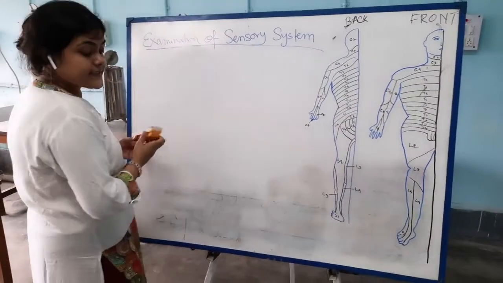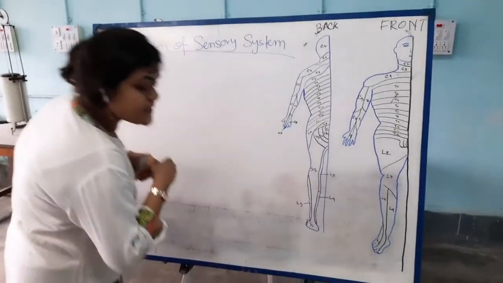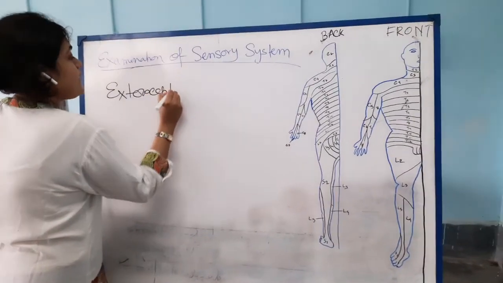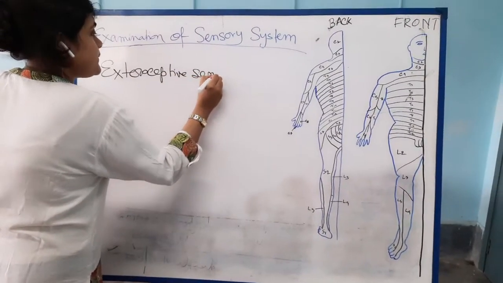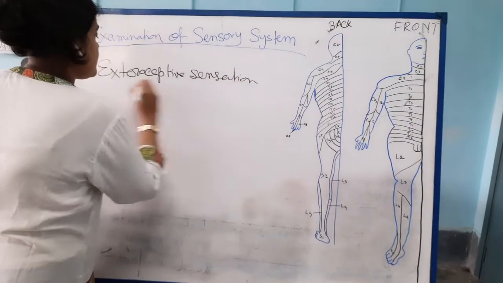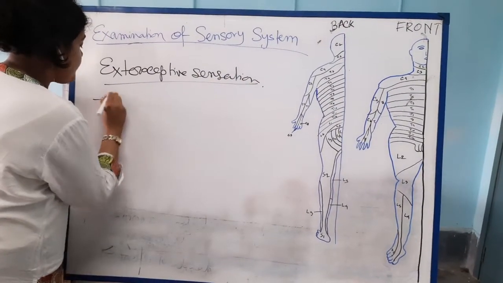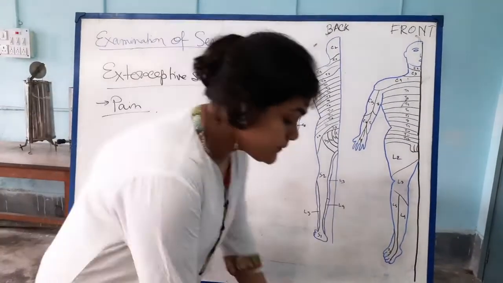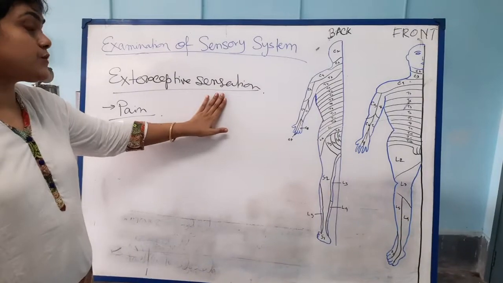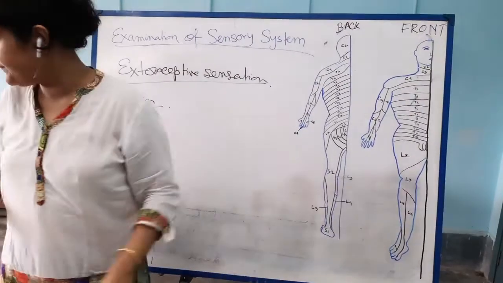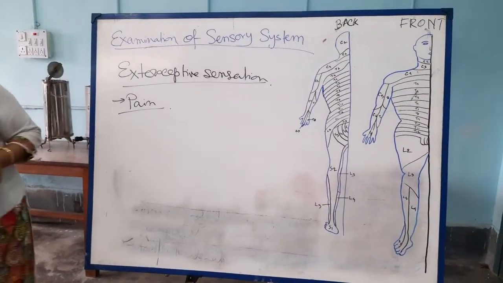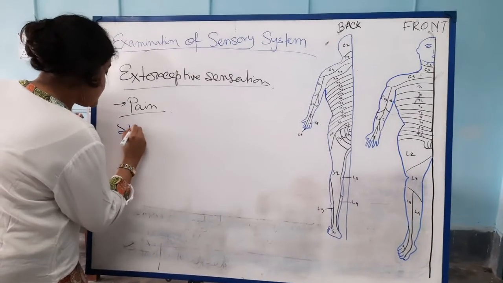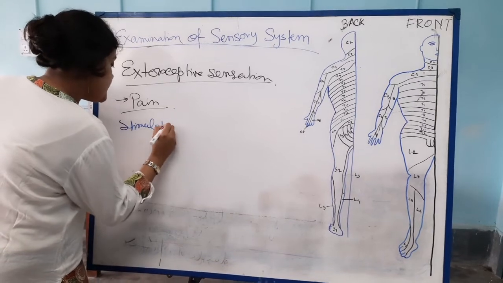Now coming to examination proper. First, we will discuss exteroceptive sensation. We start with pain. Exteroceptive sensation means the sources are present outside our body. So, for eliciting pain, what's the most common stimulating object?